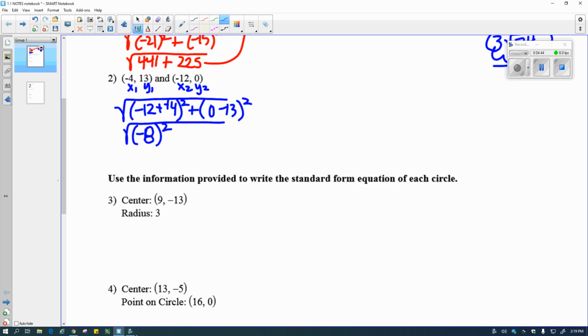So that'd be negative 12 plus 4, so negative 8 quantity squared plus negative 13 quantity squared, and then I can go ahead and square those negatives. They become positive. Don't forget that. A lot of people make a mistake on that. And when I do my final addition here, I have 64 plus 169, and it looks like 233.